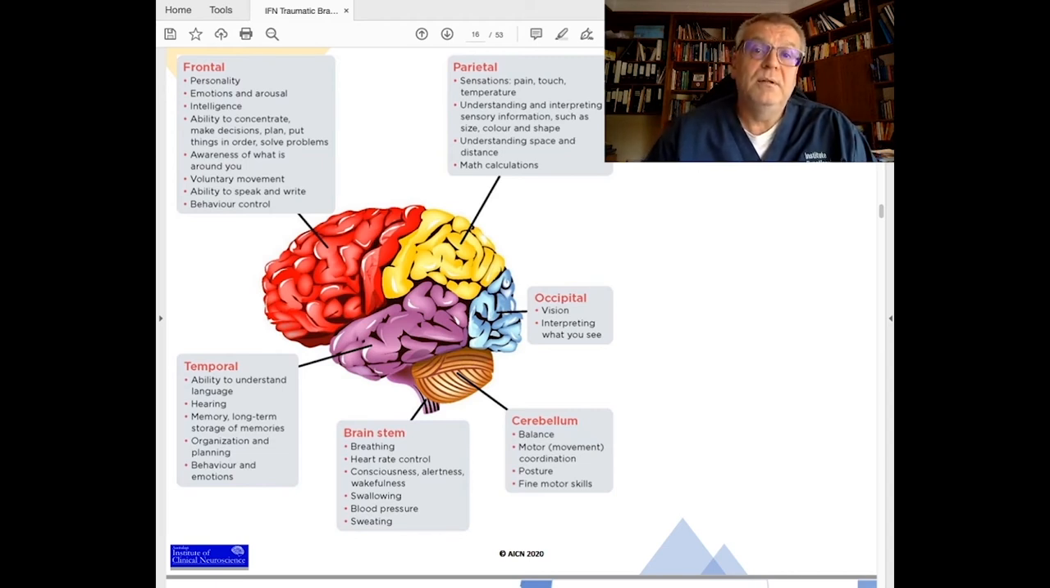So this little diagram just outlines the major functions of different areas of the brain which may produce different symptoms. So there's really no purpose in me putting up a slide that has all the symptoms of a stroke or the symptoms of a concussion, because they're so varied because of the areas of the brain that are involved.